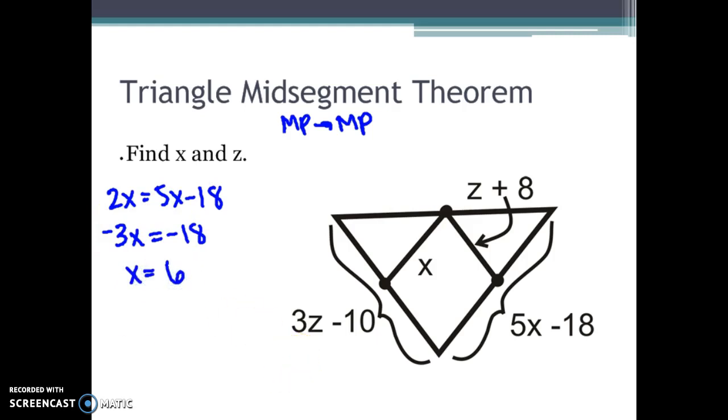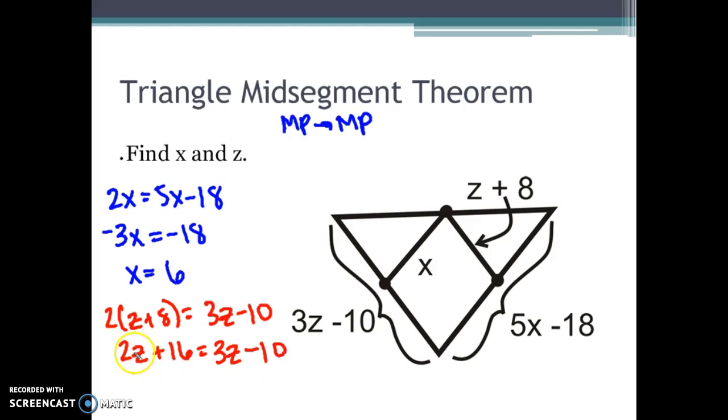Right, for z, it takes 2 of the z plus 8 to get 1 of the 3z minus 10. 2 times z plus 8 is 2z plus 16. Alright, if I subtract the 2z over, I get z, and then add my 10, and I get 26. So 26 is z.